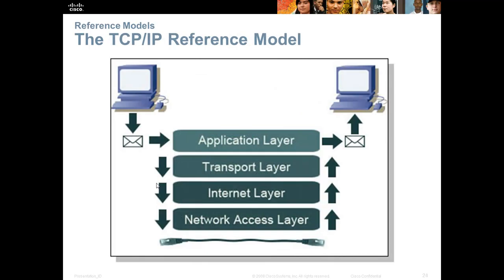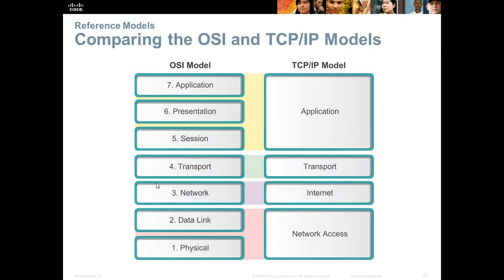There's another reference model out there as well, the TCP/IP reference model. This only has 4 layers, and you can see how they compare here. We won't spend a whole lot of time on the TCP/IP model, but again, it is very similar to the OSI model. And again, each layer performs its own function before sending it down to the other layer.